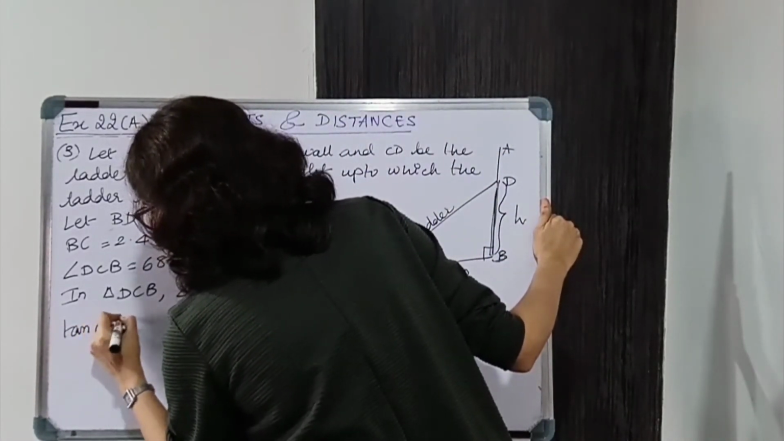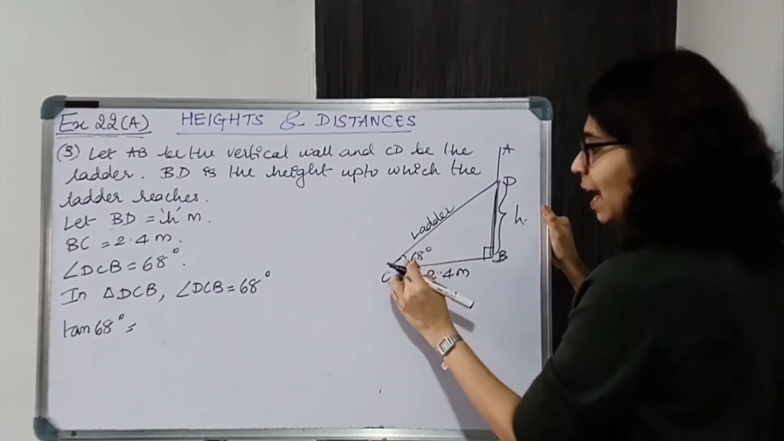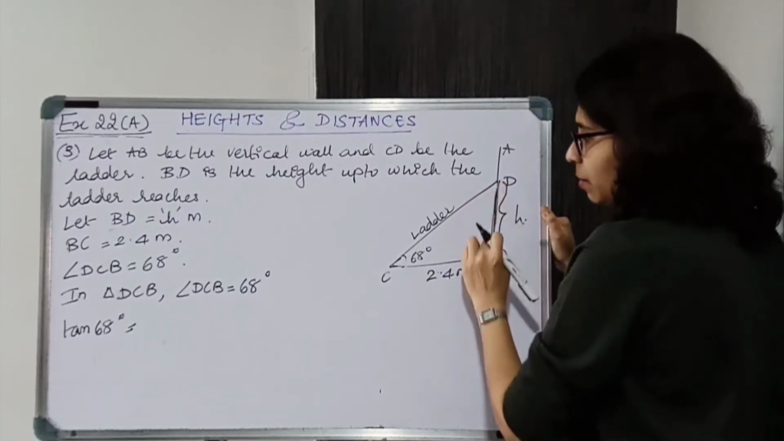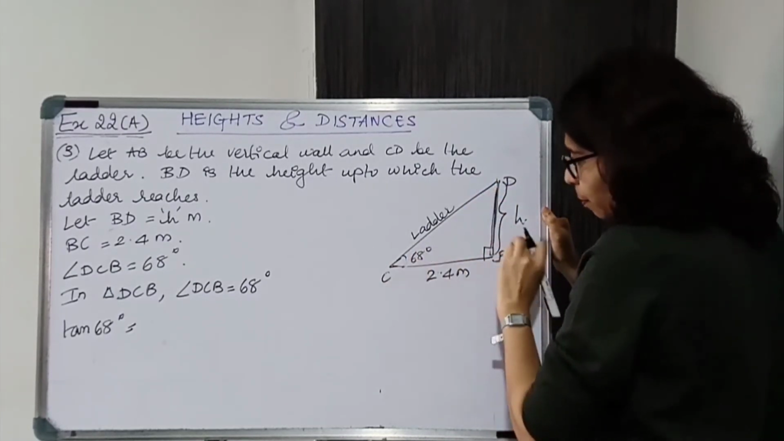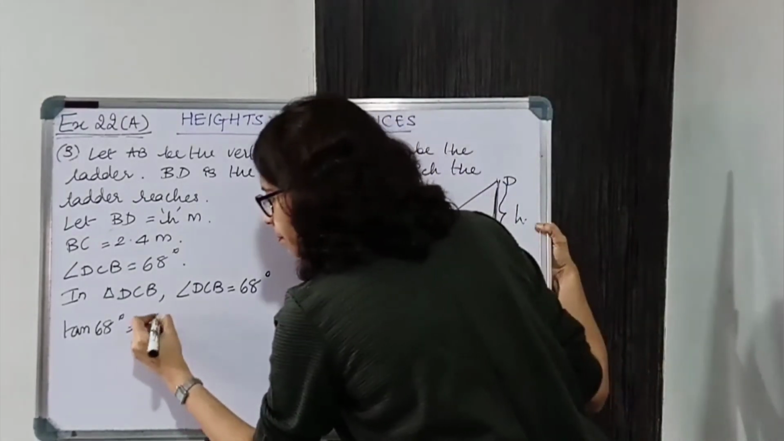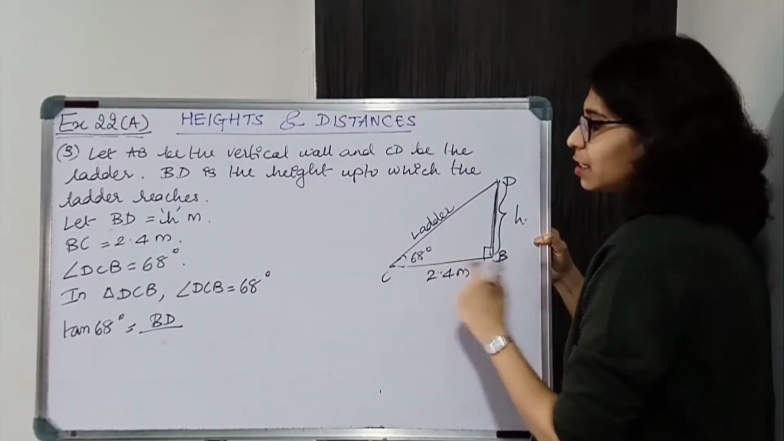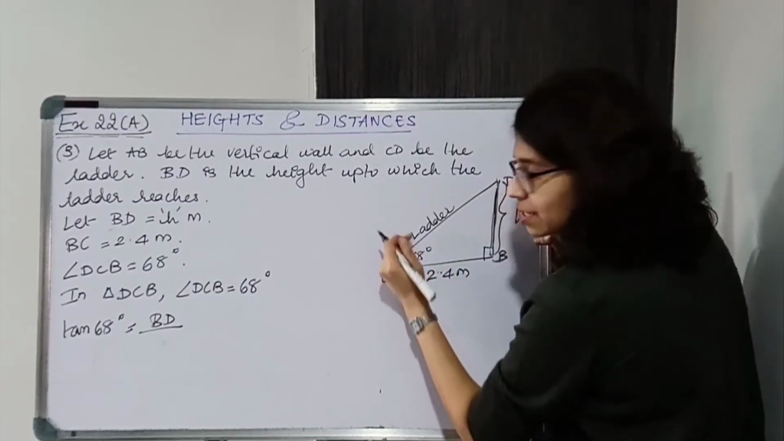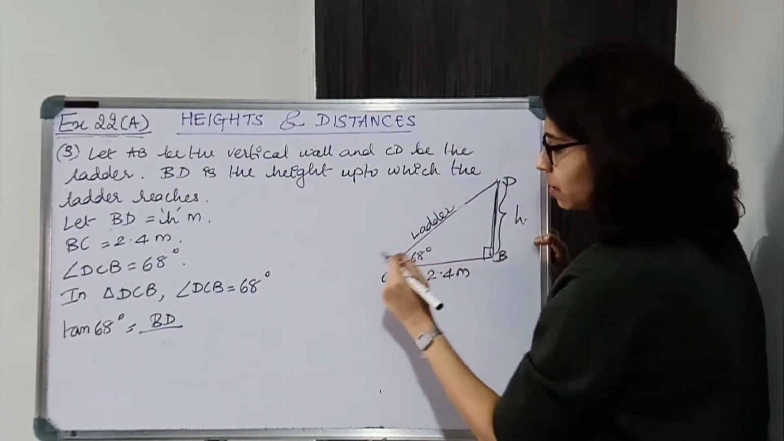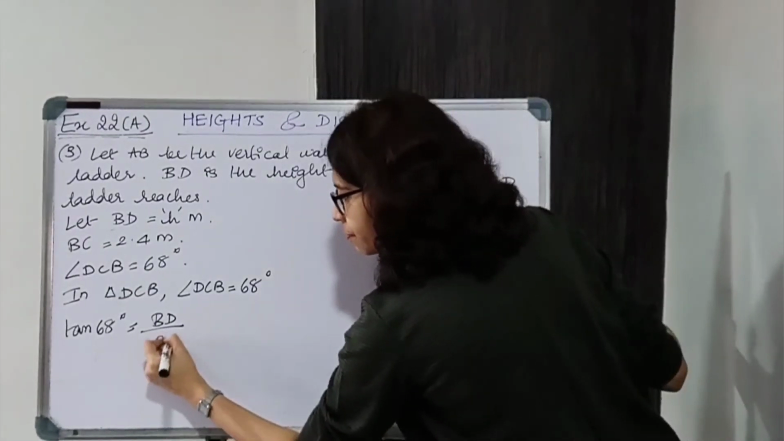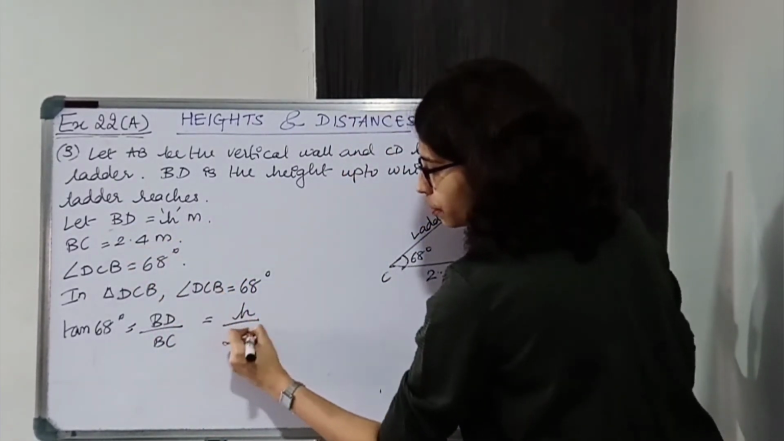Now tan 68 will be, tan theta is opposite upon adjacent. The opposite side of the angle is DB. We are going to consider this triangle, so forget this. In this triangle, the opposite side is DB or BD, and BC is the adjacent side. Of the angle's sides, two are adjacent sides and one is the hypotenuse. We don't consider the hypotenuse. So this is the adjacent side. BD is h, BC is 2.4.